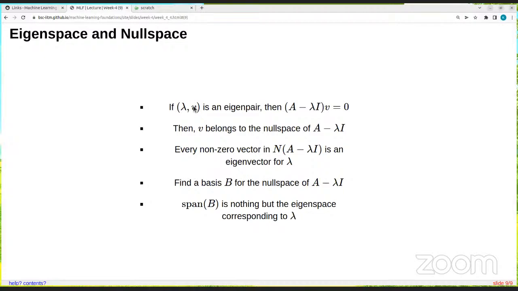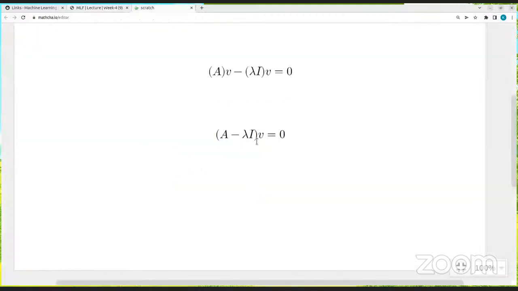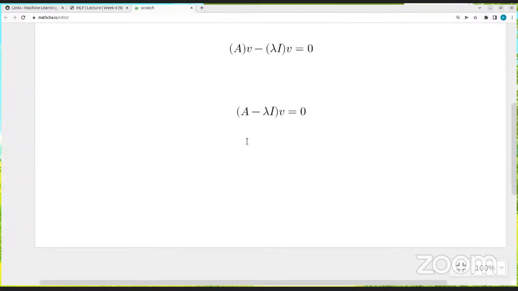Any other questions? Sir, can you please explain the last point once again? Span of B is nothing but the eigenspace corresponding to λ. Once you reach this point, (A − λI)v = 0, you are looking at the null space of A − λI, right? So all the eigenvectors will be in this null space.